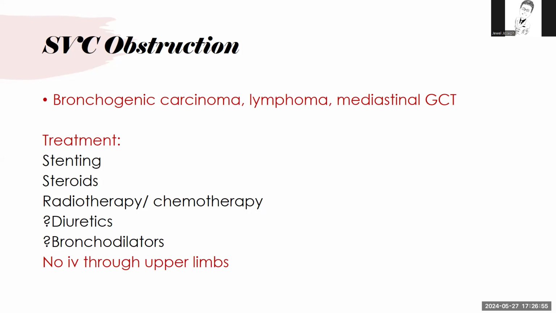Bronchodilators usually don't have much of a role, and the use of diuretics is also questionable. Previously, we used to give diuretics routinely for these patients to reduce the venous return, but there is not much evidence regarding the use of diuretics. There are some non-pharmacological measures we can consider, like keeping the patient in a proper position and avoiding IV fluids through the upper limbs, etc. That can be done, but the definitive treatment would be stenting. Next slide, please.